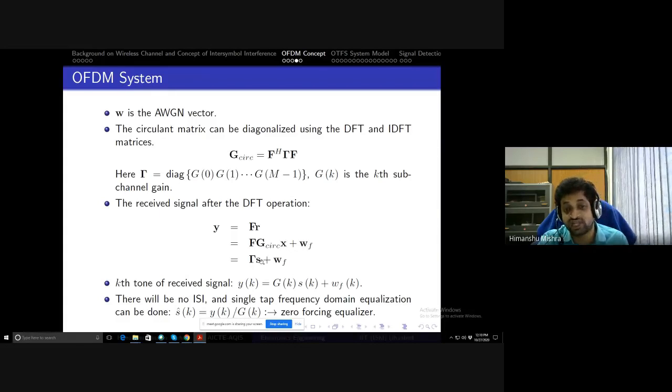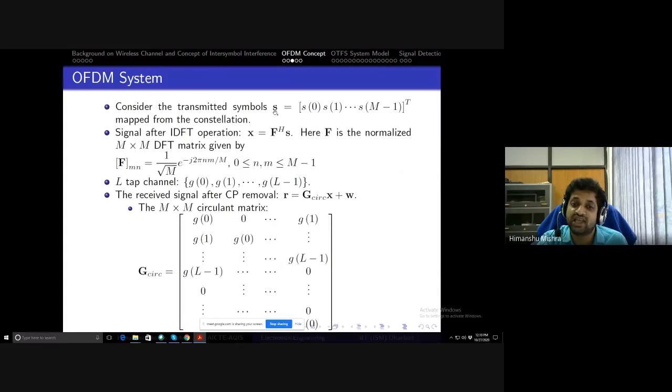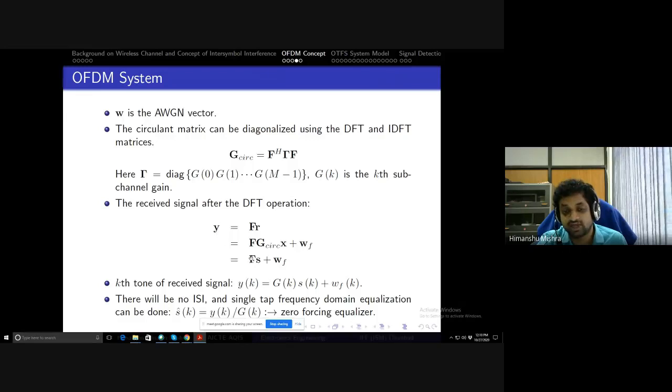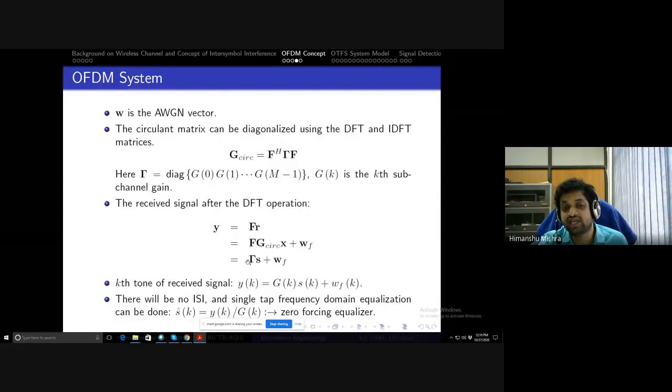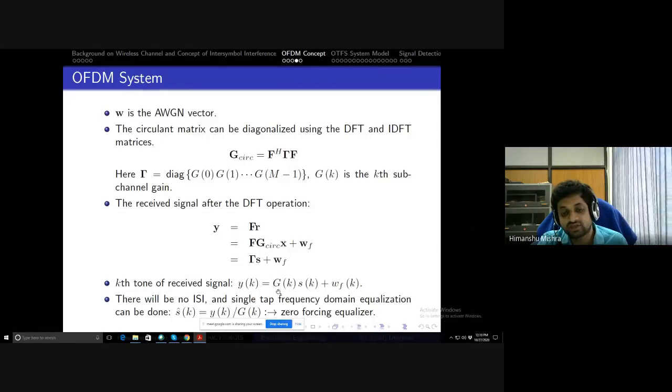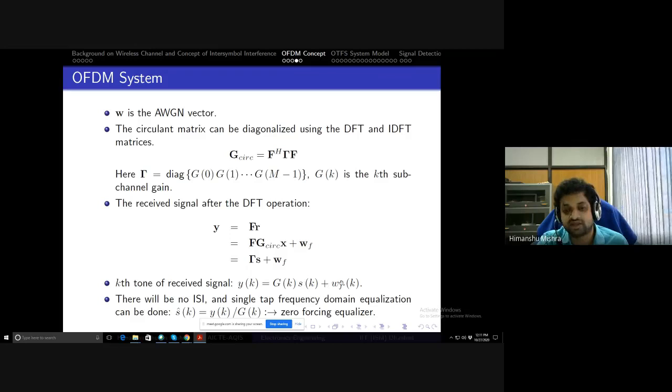That is interesting. What is S? S is the signal you have transmitted at each subcarrier. What is gamma? Gamma is a diagonal matrix where each element is nothing but the frequency domain representation of the channel. Since this is a diagonal matrix, I can represent each symbol of the received signal as yk equals gk sk plus noise. So yk is the received signal at the kth subcarrier, which equals the frequency response at the kth subcarrier times the transmitted signal at the kth subcarrier plus the noise at the kth subcarrier.